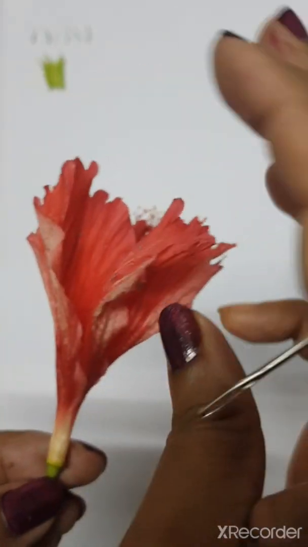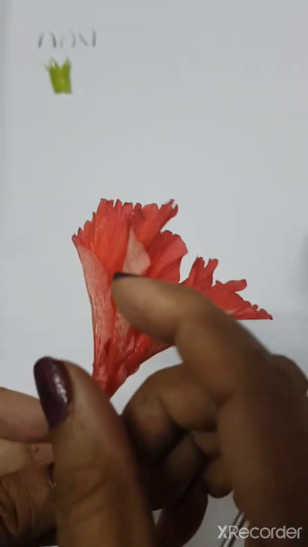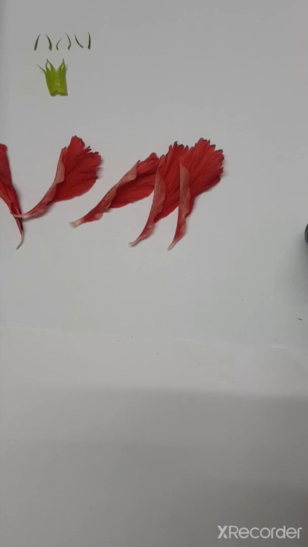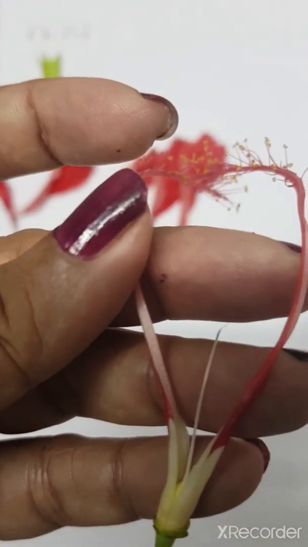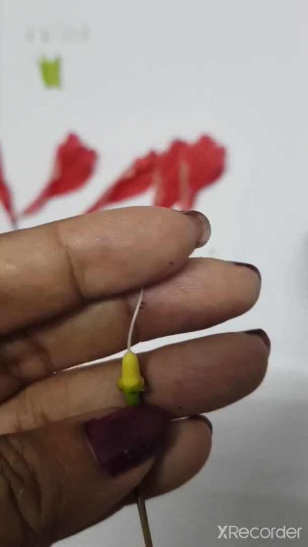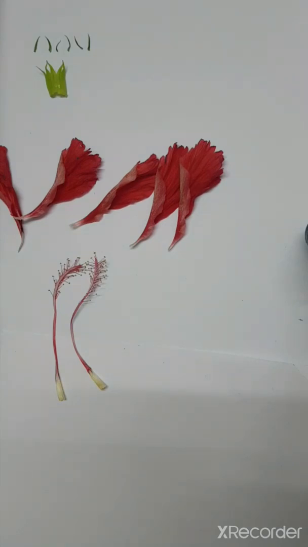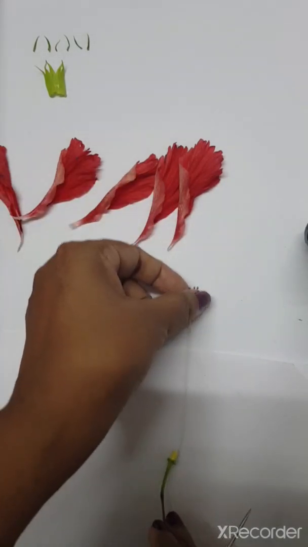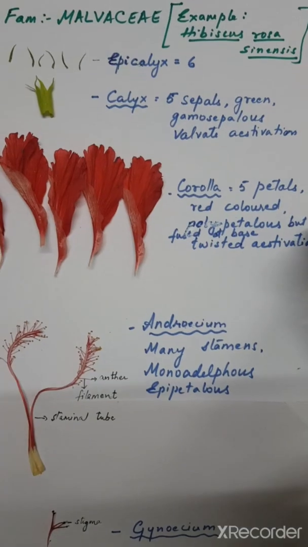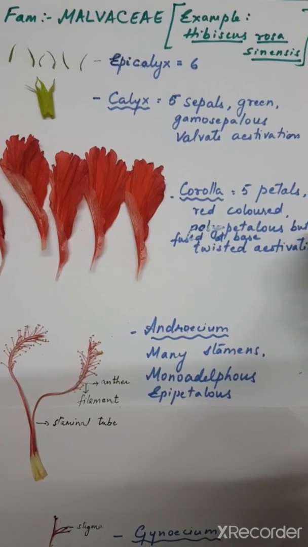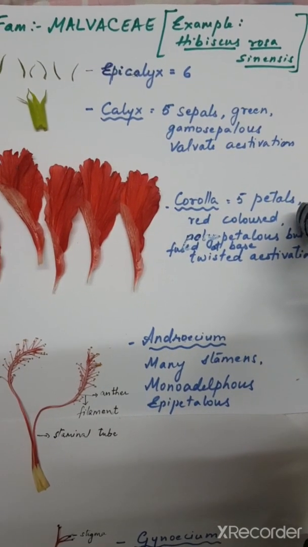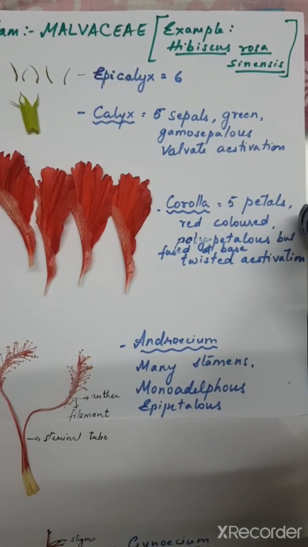Now I'll take out each of the petals carefully and place it on the paper. So now I have arranged the 5 petals on the paper, you can see, and I have taken the staminal tube and using a needle I have split it open to see the ovary. You can see the ovary now, the style and the stigma. So the staminal tube and the gynoecium I have arranged side by side. So now I have arranged everything properly on a paper. This is how you'll do it in your practical exam also. So this is family Malvaceae, and the example is Hibiscus rosa sinensis.